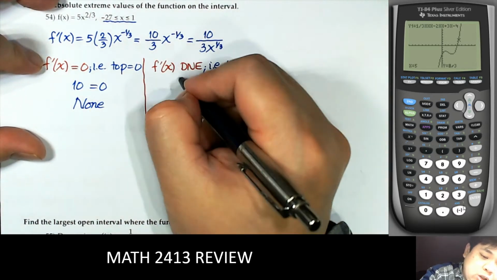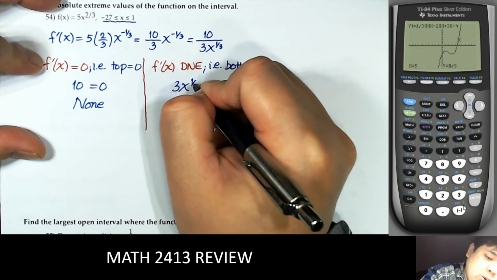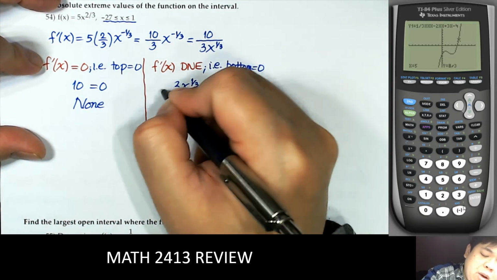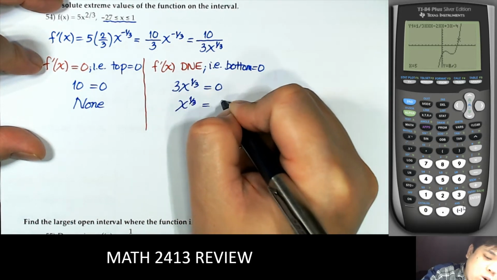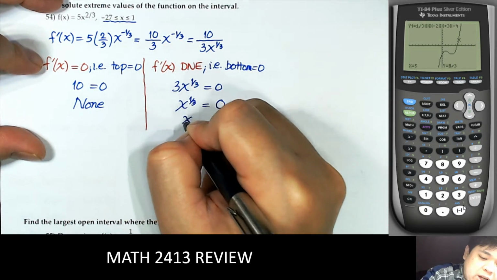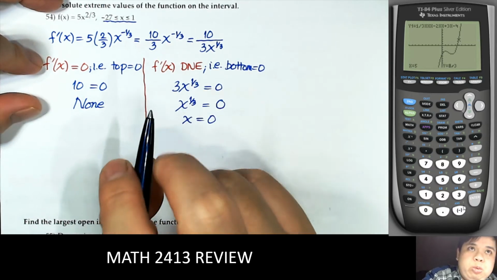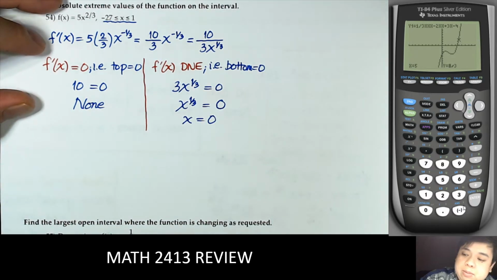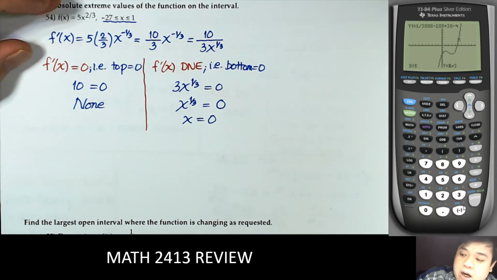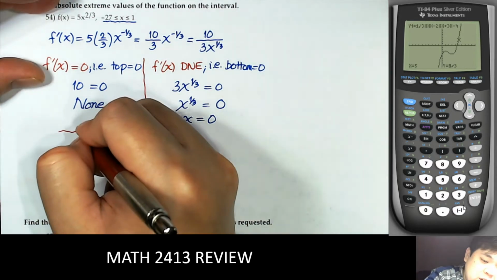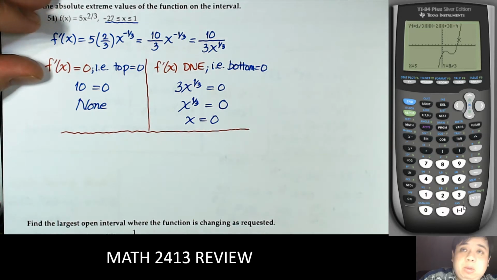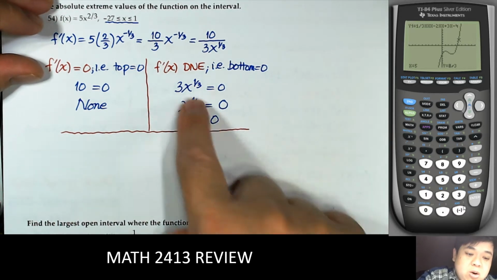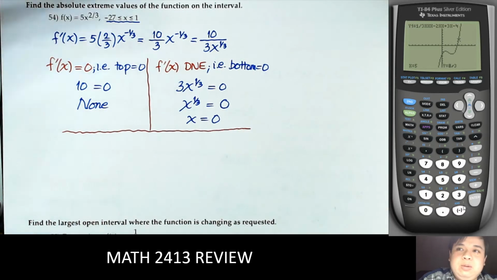The bottom equal to 0. 3x to the 1/3 equal to 0. Divide by 3 on both sides. x to the 1/3 equal to 0. So x equal to 0 when we cube both sides. Right. Once again, usually we're going to check to make sure that this point belongs to the domain of the problem. Actually 0 is between -27 and 1, so that one's good.